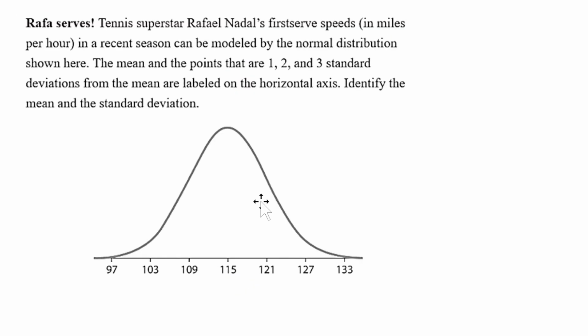Very similar. Here, Rafael Nadal, superstar tennis player. This is his first serve speed, and the mean and the points that are 1, 2, and 3 standard deviations from the mean are labeled on the horizontal axis. So there are 7 numbers down here. One of them is the mean, and the others are the points that are 1, 2, and 3 standard deviations from the mean. It says to identify the mean and the standard deviation. This is absolutely the mean, and then this would be 1 standard deviation above, 2 standard deviations, 3 standard deviations, and this is -1 standard deviation below the mean, and -2 and -3 standard deviations below the mean. They just said to identify.